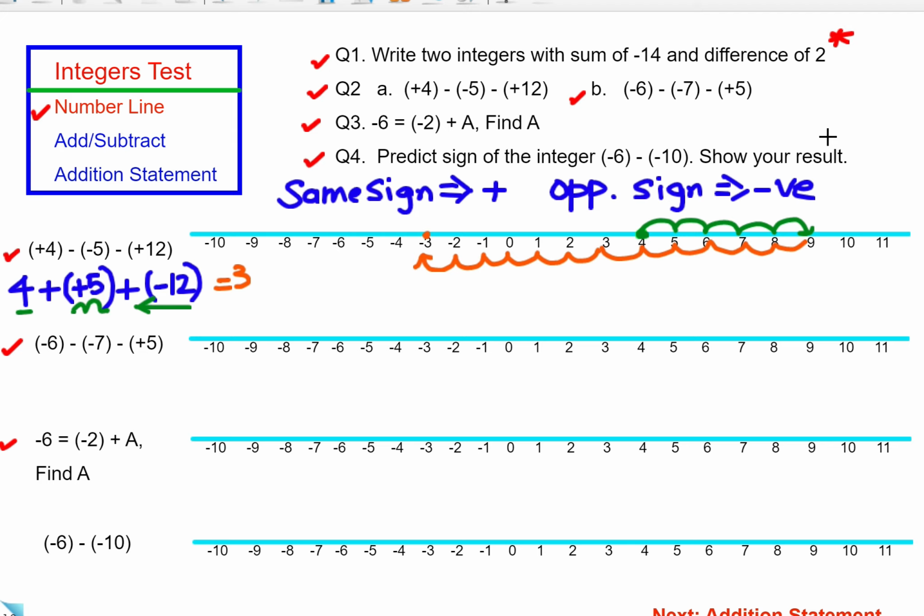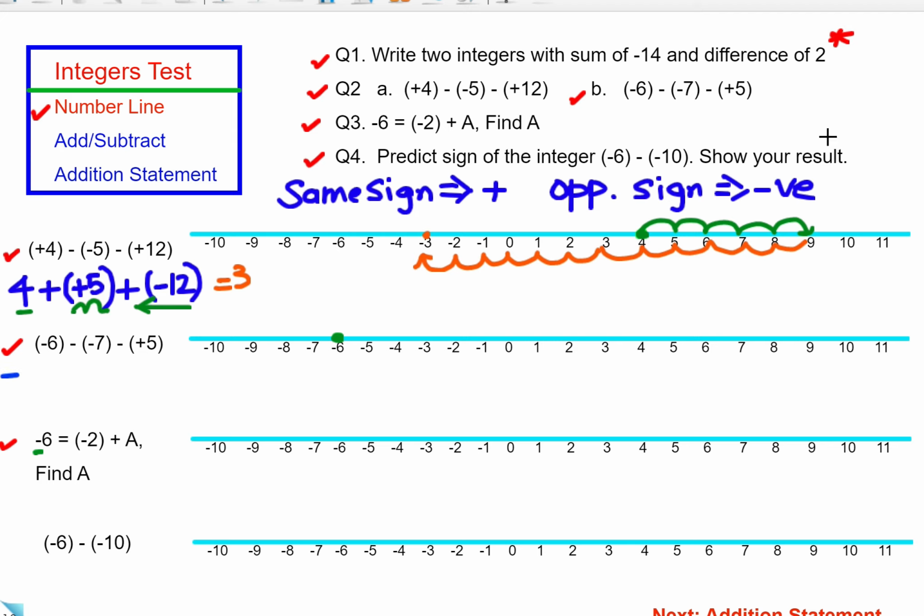Perfect. Now let's do the next one. First step, let us locate the number itself. We are now doing minus 6. So where is minus 6? On the number line, minus 6 is right there. Once you locate it, then you do minus of minus 7. Well, we need to change the statement, right? So let me now again change the statement. So what should this statement be?